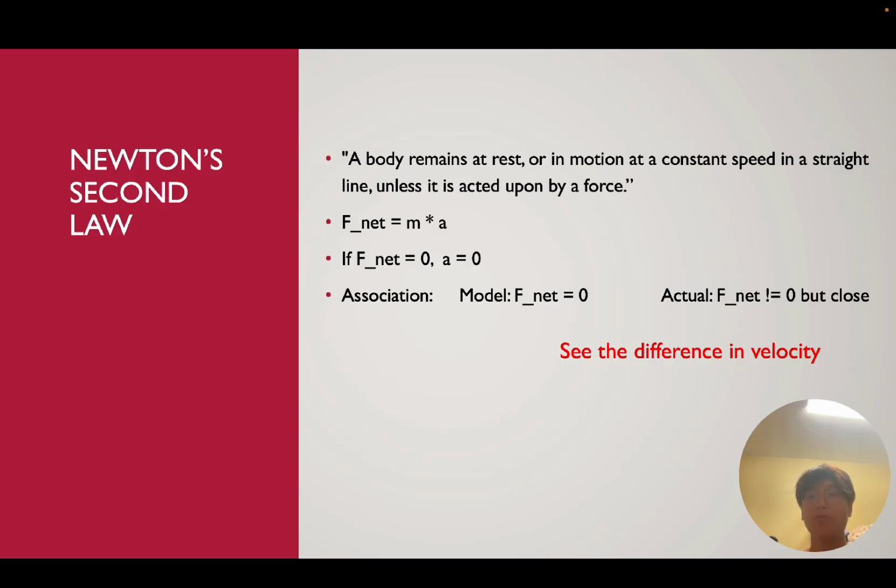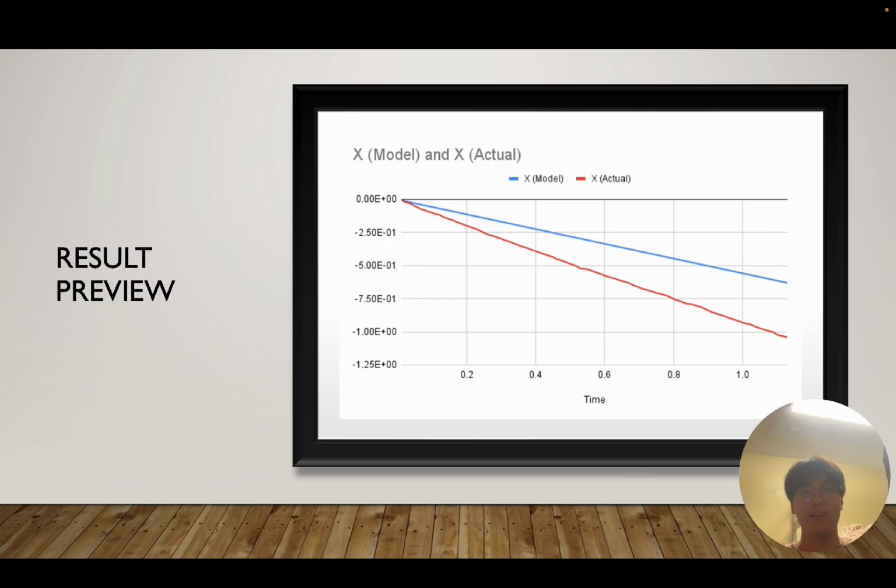So we have to see the difference in velocity, which is compared in two graphs. The result preview is that we can see there's a difference between the model and the actual.